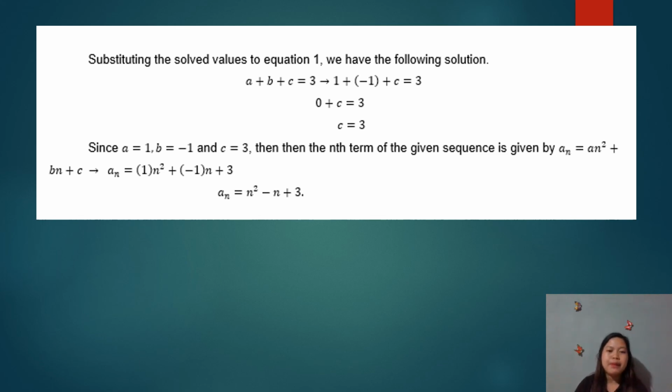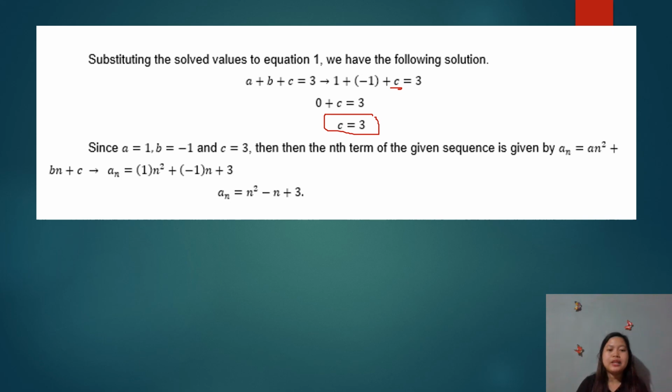So, we have here a plus b plus c equals 3. So, si a nato again is 1, di ba? B nato is negative 1. And we will find for variable c. 1 plus negative 1, that's 0, plus c, that's equals 3. So, c is equal to 3.